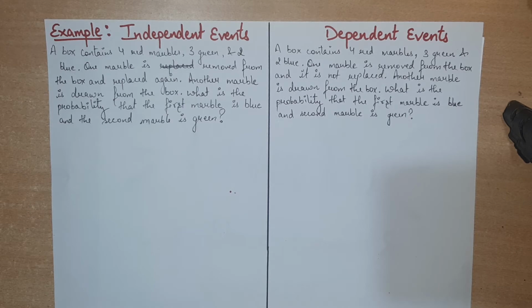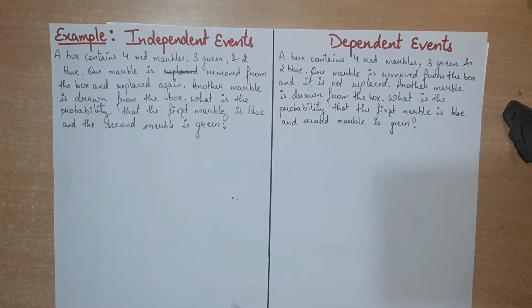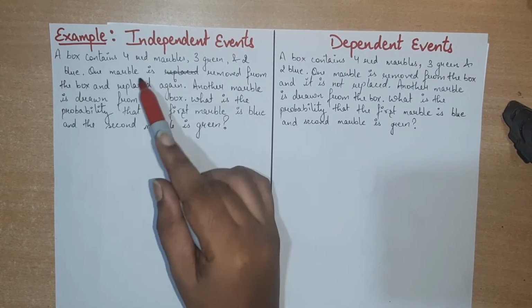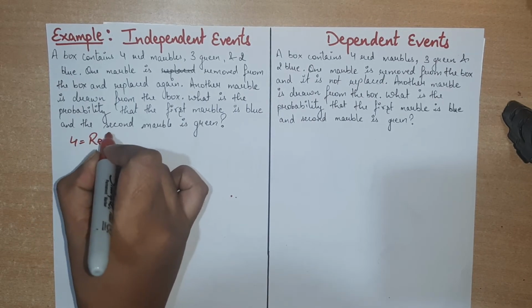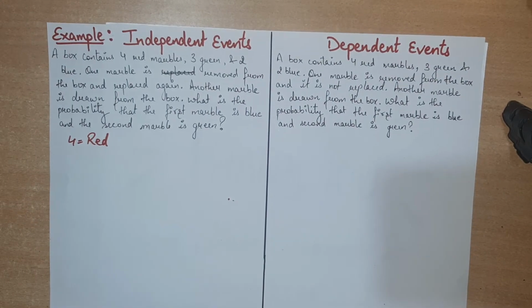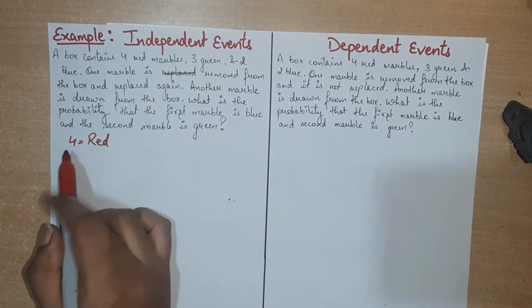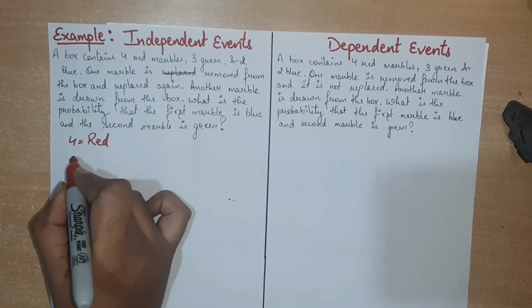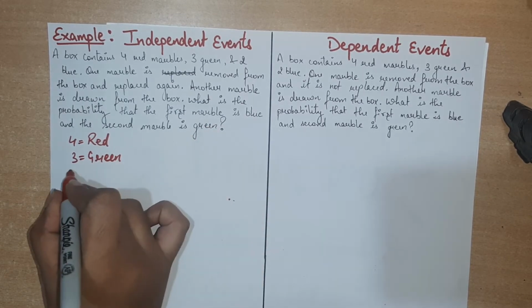Now we have another example for both independent events and dependent events. Let's read what the question's requirement is. A box contains 4 red marbles. We will start writing the description. A box contains 4 red marbles. We have written 4 red, then 3 green and 2 blue.